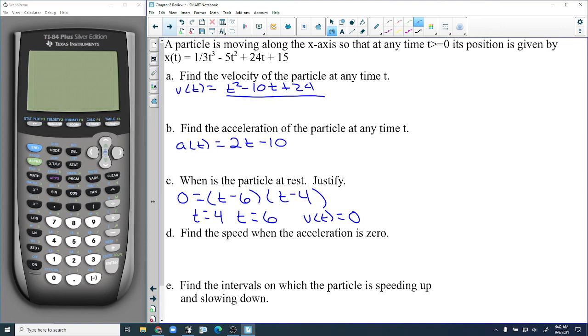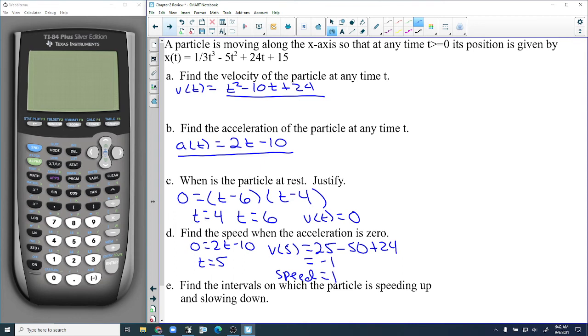Find the speed when the acceleration is 0. So here's acceleration. We set that equal to 0, so t is equal to 5. And then they want the speed. So if we plug that in, I want v of 5. 25 minus 50 plus 24. That's negative 1, so the speed is equal to 1 when the acceleration is 0. 1 mile per hour, foot per second, whatever it is. We didn't give labels on this one.